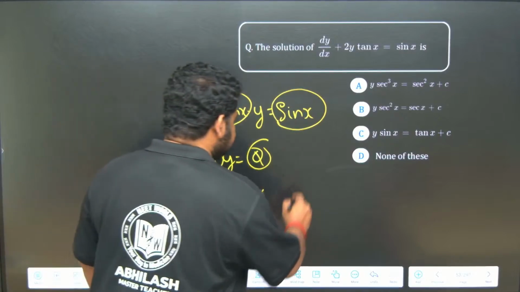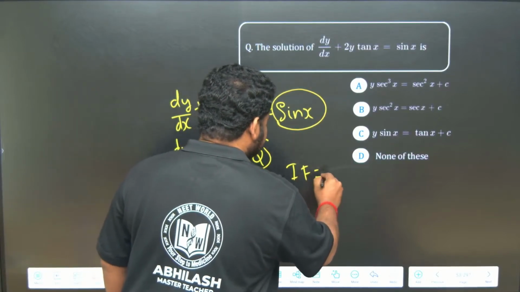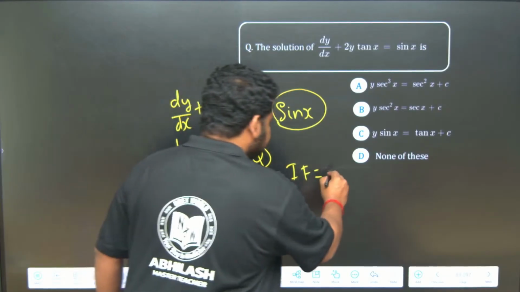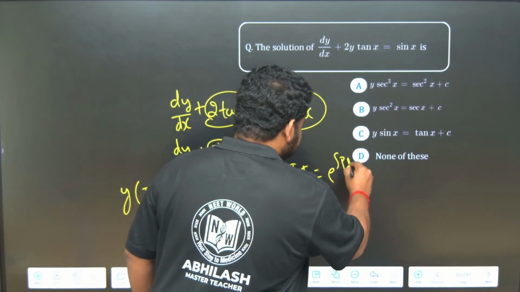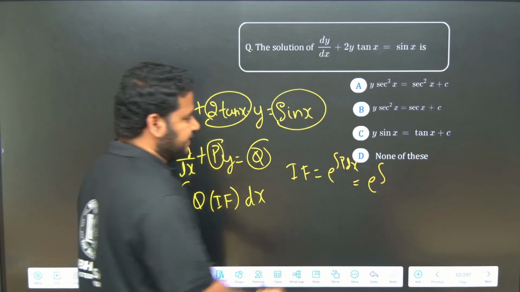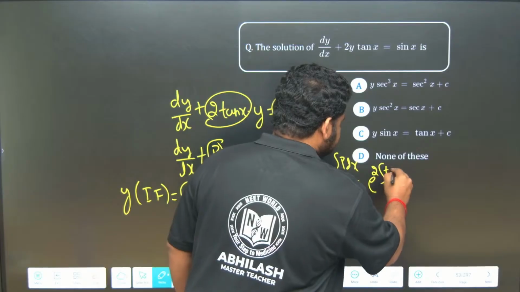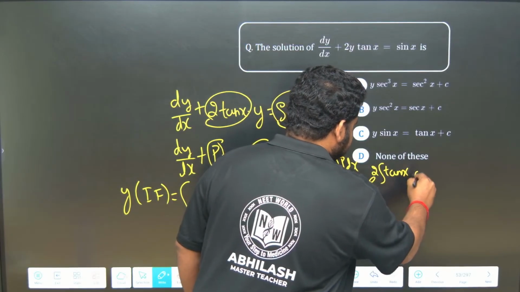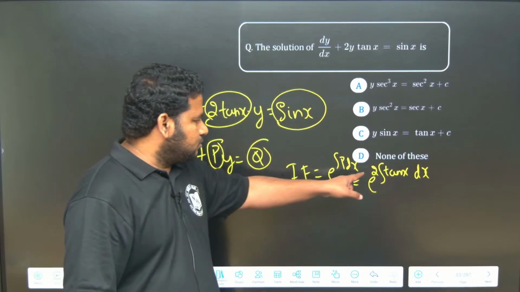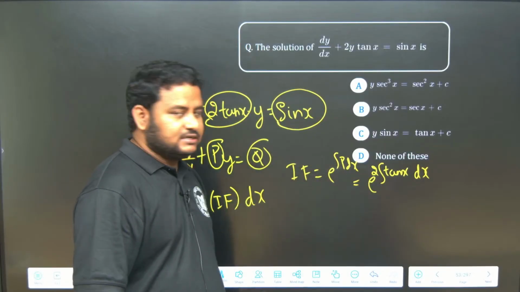So what is the integrating factor? First of all, I should find the integrating factor. The integrating factor will be equal to e power integral of p dx. P is nothing but 2 tan x here. So 2 I will write outside, and tan x dx inside. Integral of e power 2 into tan x dx.